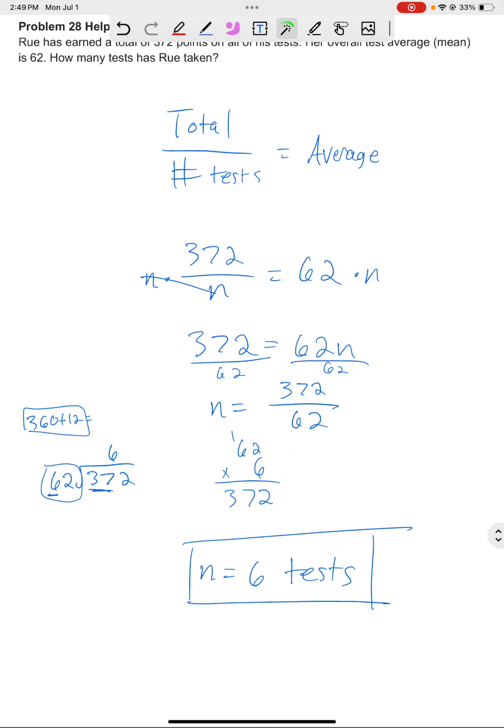So what would that trial and error situation look like? It would just be saying, well, what number times 62 gets me 372? That's what that trial and error would look like. And it turns out to be 6, and that would be your answer. So the number of tests is 6.